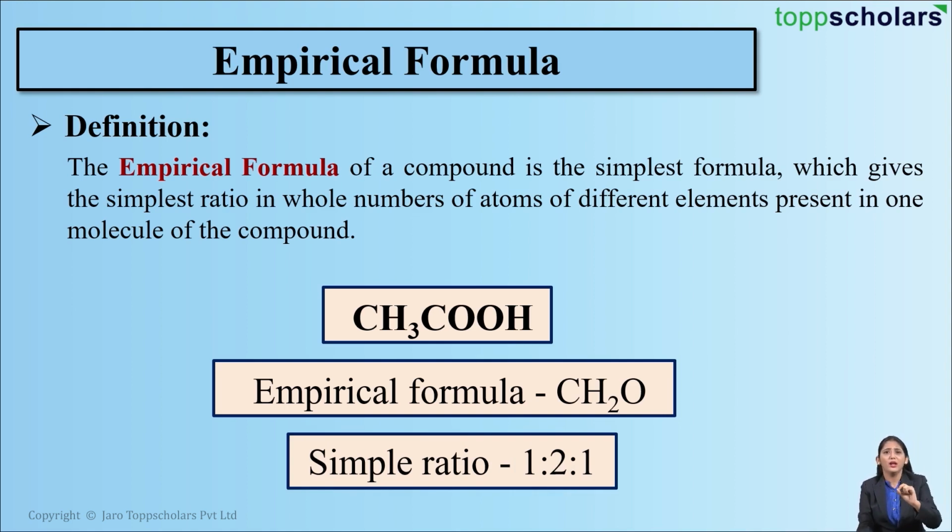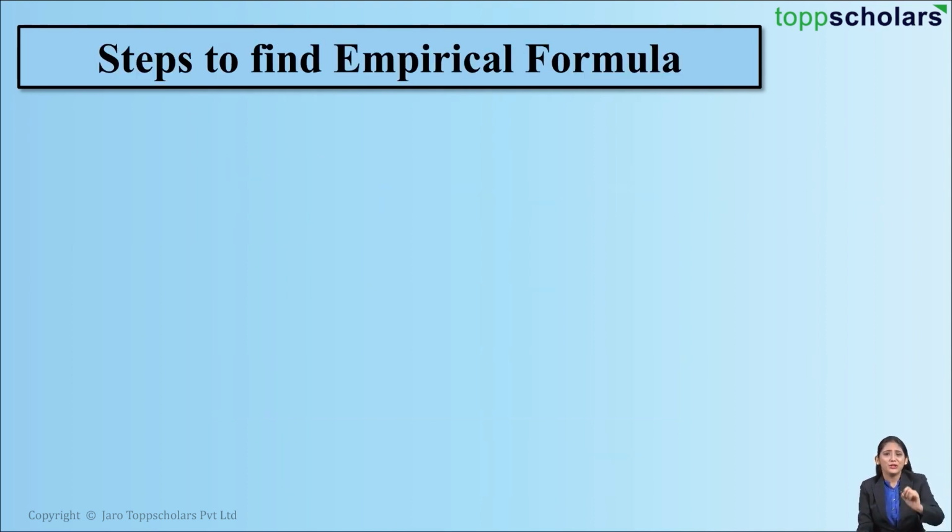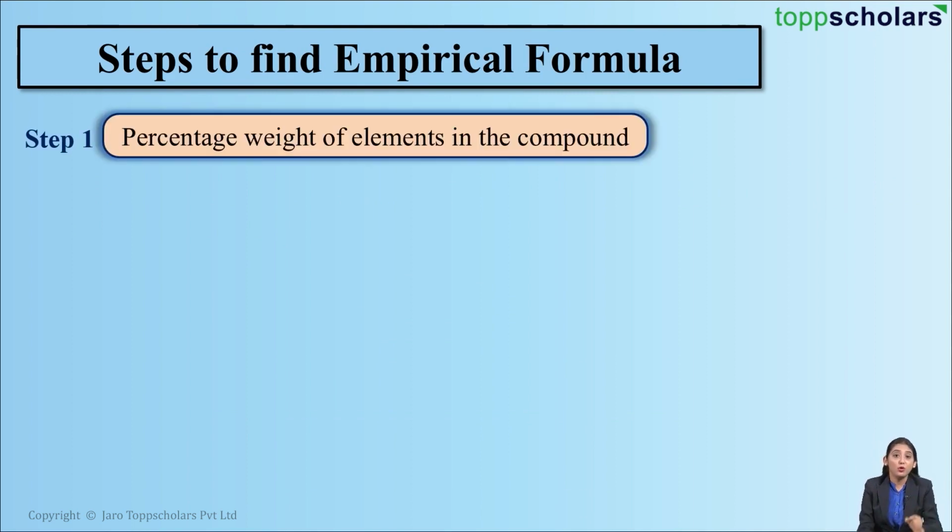But how did I get the simplest ratio? Okay, don't worry. In order to understand how I got this simple ratio, let's go through the steps that are required to determine the empirical formula of any given compound, friends. So, step number 1 is to find the percentage weight of elements that are present in the compound.